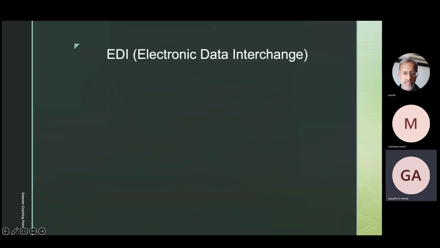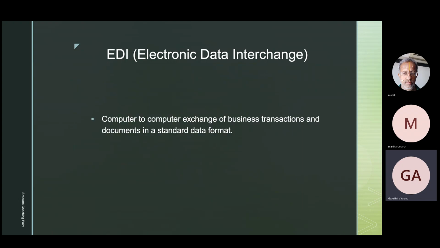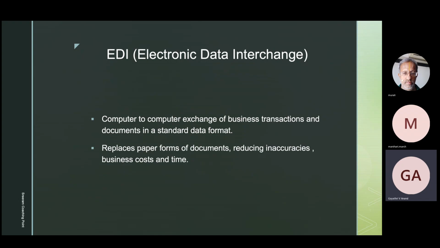So now we are going to go to an important topic, which is electronic data interchange. Now, computer to computer exchange of business transactions and documents in a standard data format. So basically, it is only exchange of business transactions, and it involves a standard format. It has a translation software, and the business transactions are shared only in a standard format. Now, why do you think we'll have to share it in a standard format? Just to ensure they are safe, there is confidentiality and privacy, and it also helps in ease of operations. Replaces paper forms of documents, reducing inaccuracies, business cost and time.